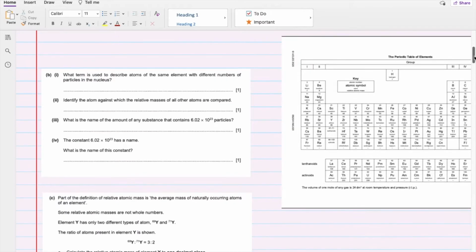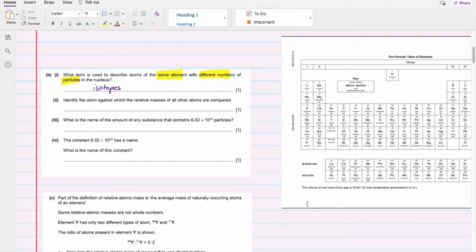Okay, so what term is used to describe atoms of the same element with different numbers of particles in the nucleus? Like I said before, protons do not change. If you change the number of protons, then you're talking about a completely different element, because elements are described by the number of protons that they have. So the only other thing that can change in the nucleus would be the neutrons. And when these neutrons change, they're called isotopes. So they have the same number of protons, but different neutrons.